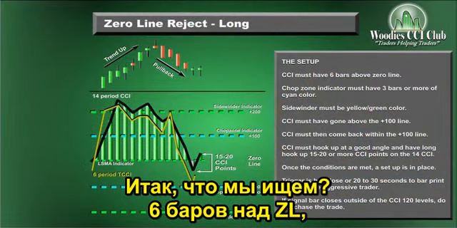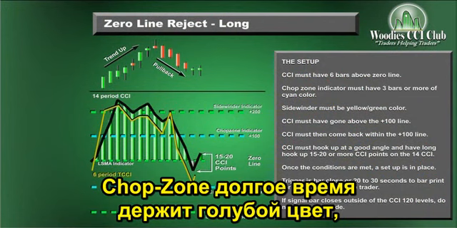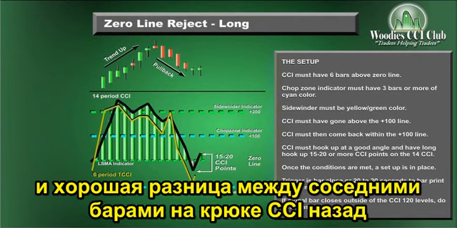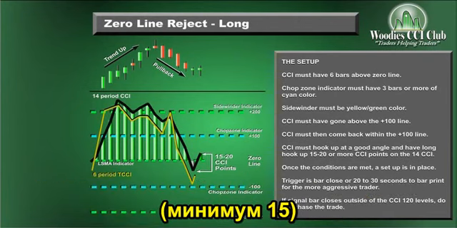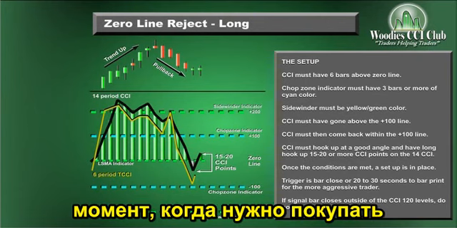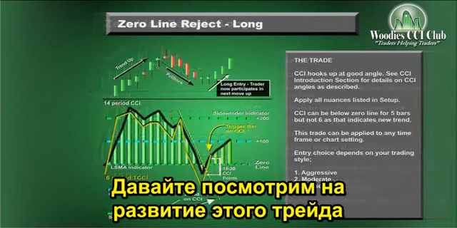6 bars above the zero line, been above the 100 line, chop zone indicator blue for longs, sidewinder yellow or green, and a good CCI points on the hook back, a minimum of 15. Once that criteria is met, then that is where our buying comes in. And that's where our trigger for this trade is. Now let's look at the trade as it develops.